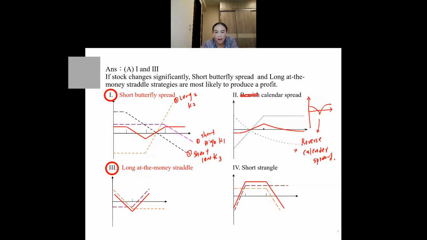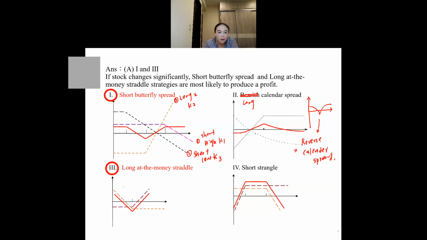Choice 2 is a long calendar spread. Obviously you can see that you will only make money at T1 when the option is right at the money. So this doesn't fit the definition. You would make the profit if you created a reverse calendar spread, which is long the short term to maturity and short the long term to maturity. You can create it the reverse way. So the reverse calendar spread, yes, but the normal long calendar spread, no. It cannot be the answer for this question.